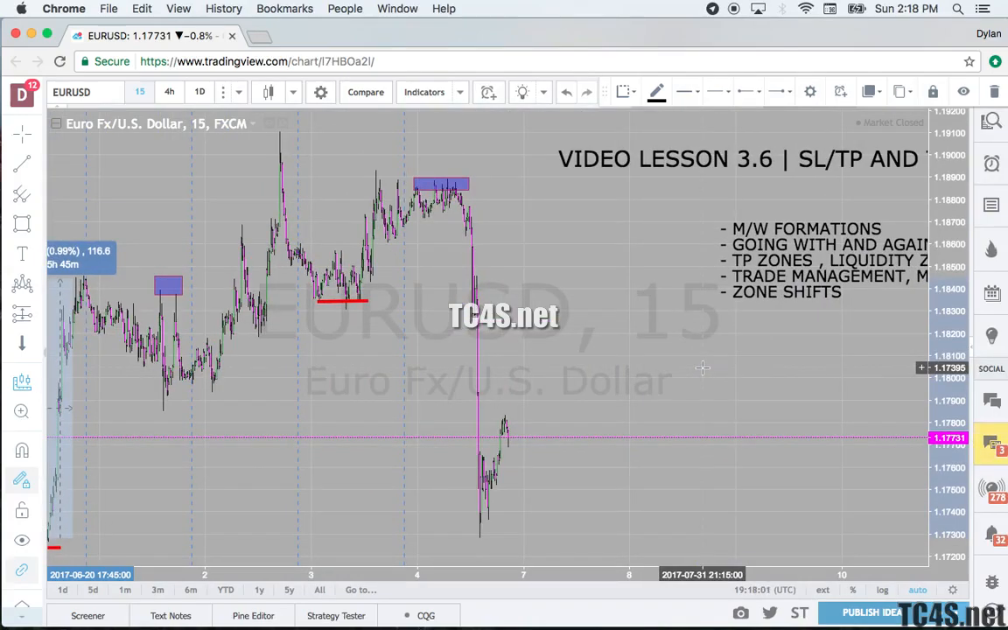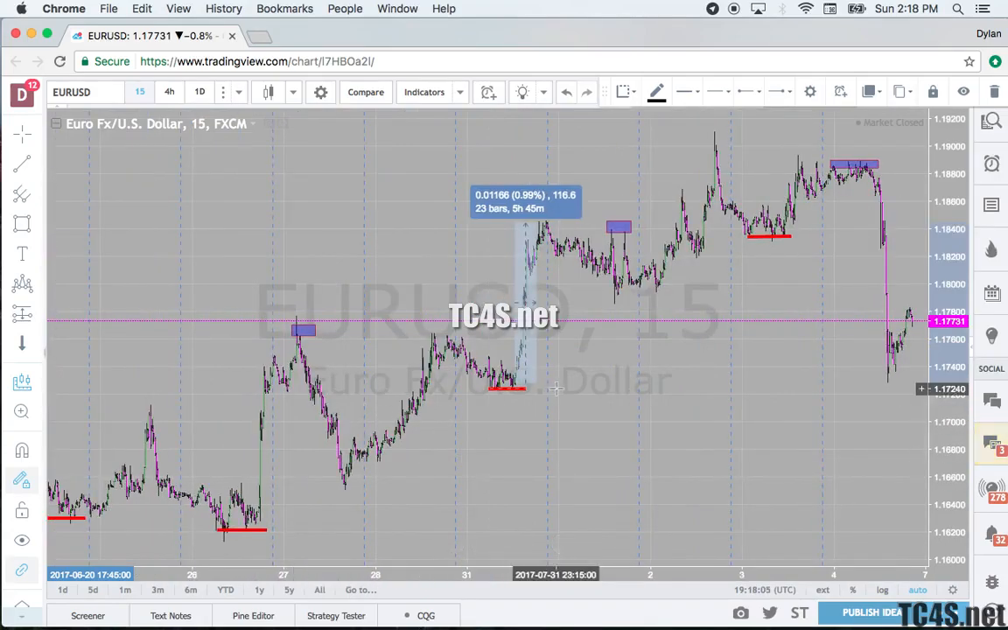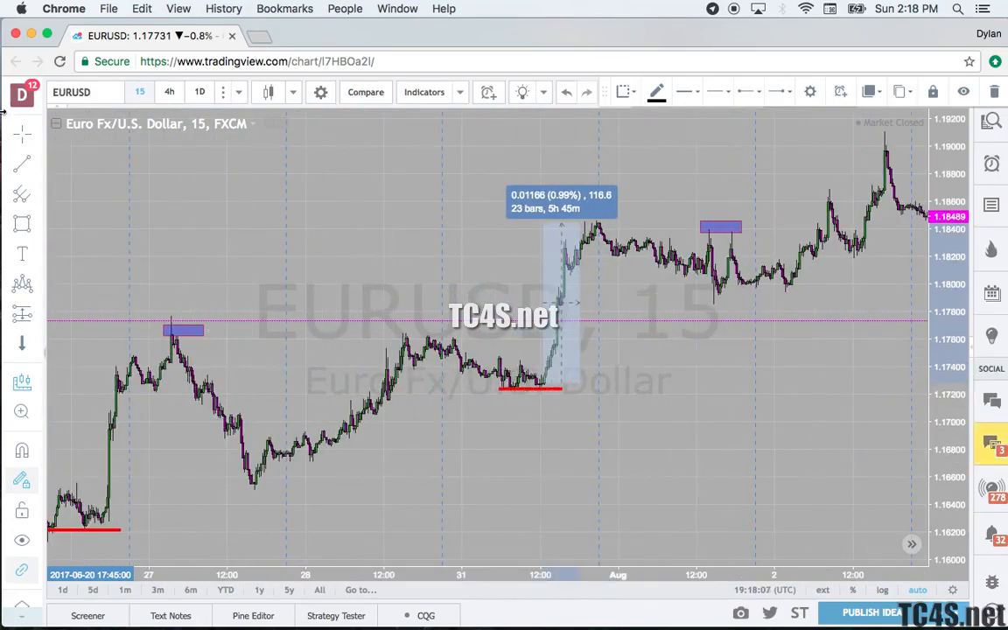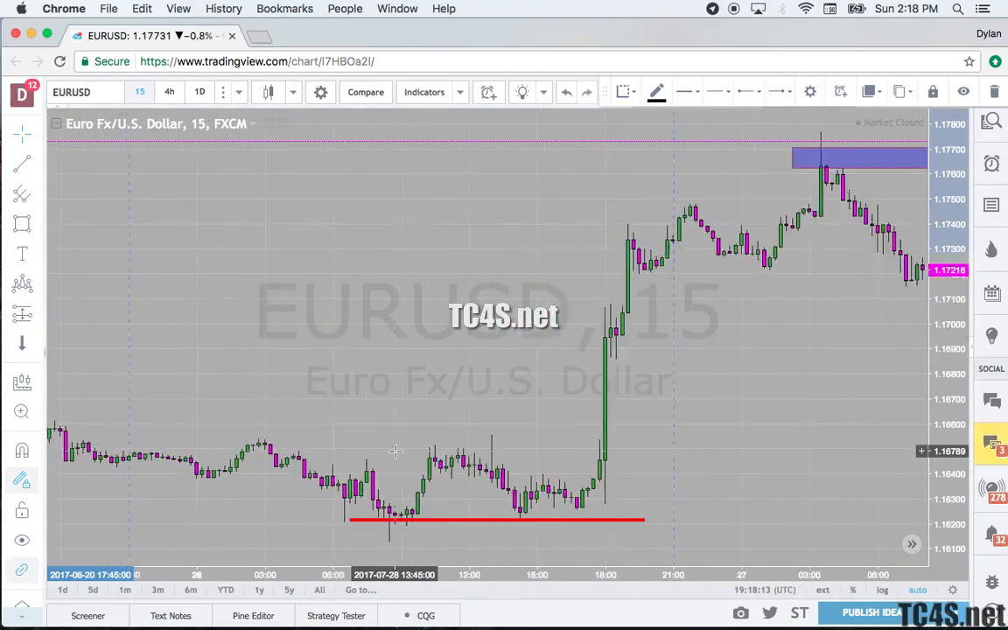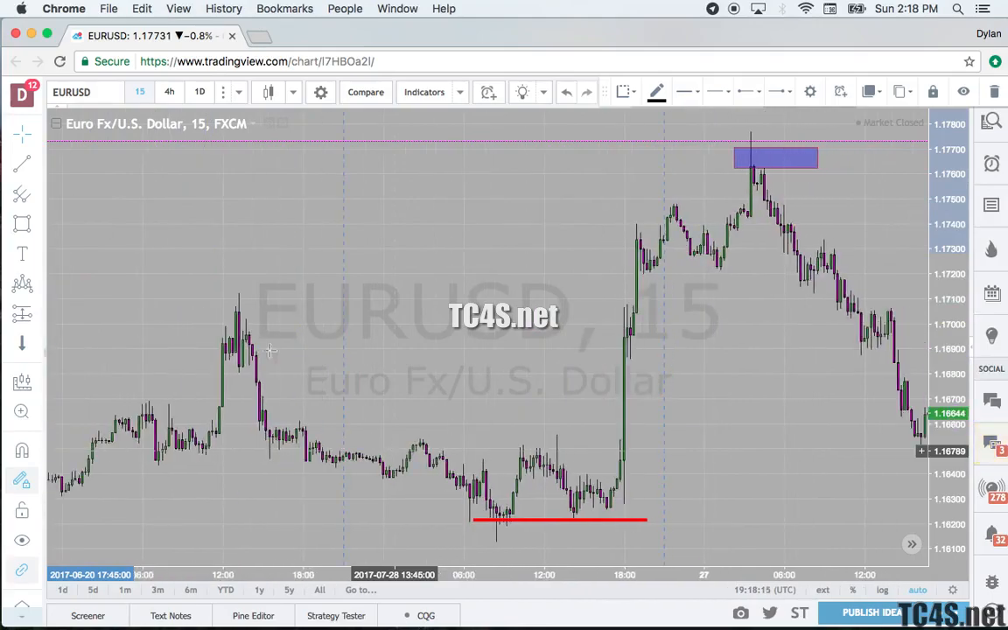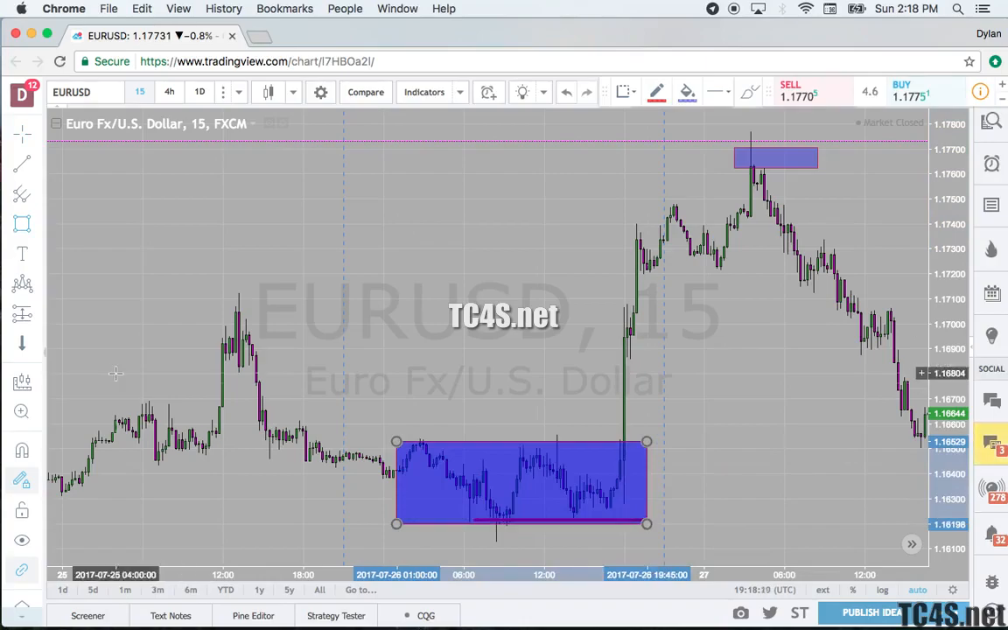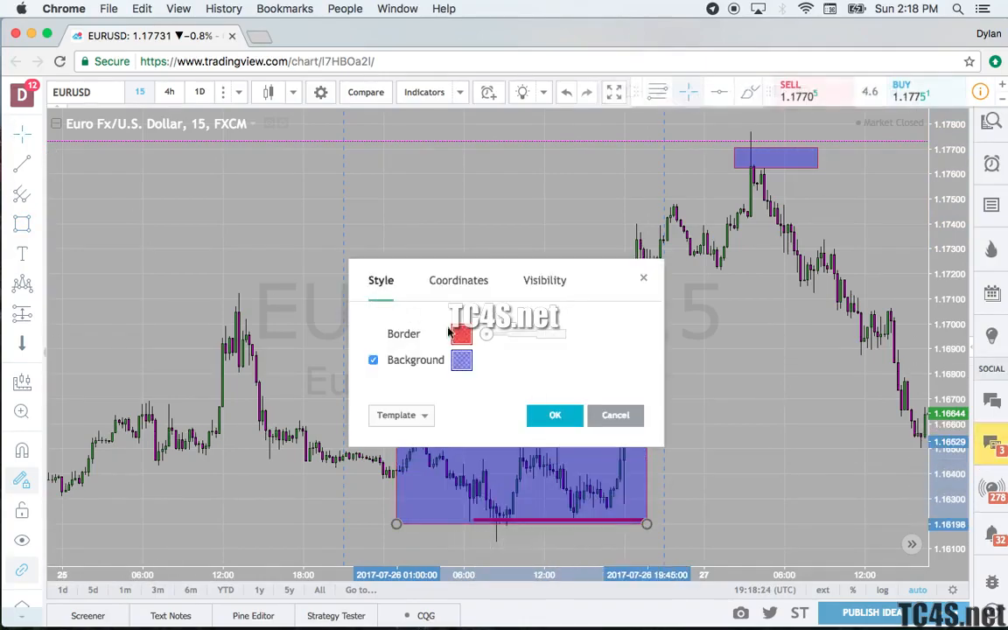Now, managing these trades, managing the W's going with the trend, how would you do this? Well, once you see that shift of this zone, so for example, right here, here's this zone, the consolidation zone that we are in.